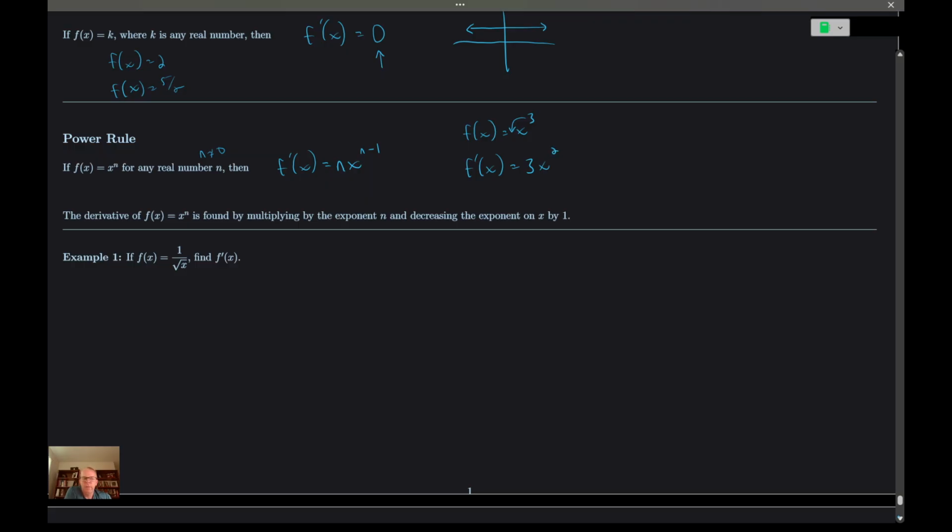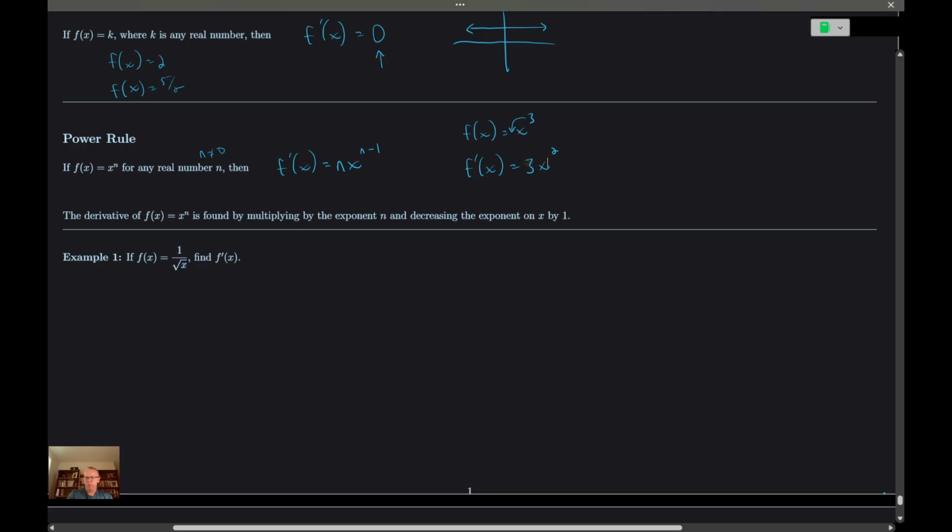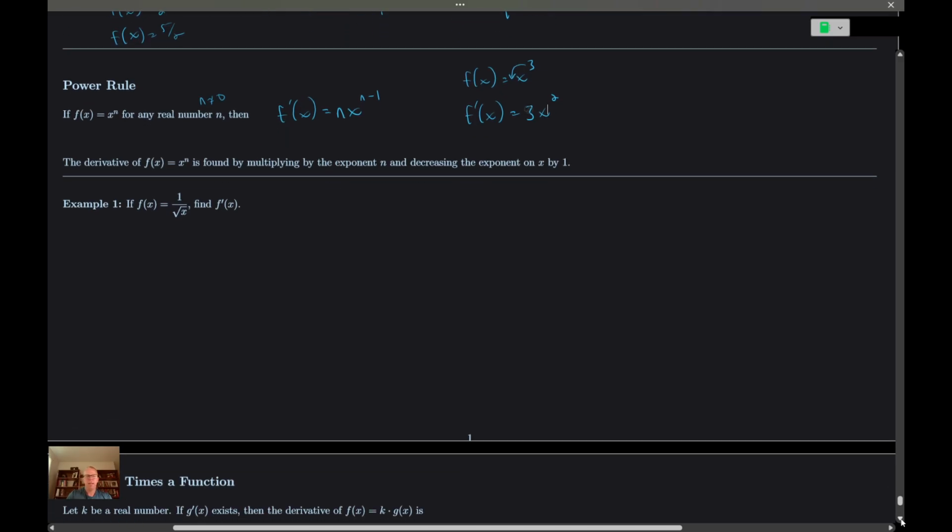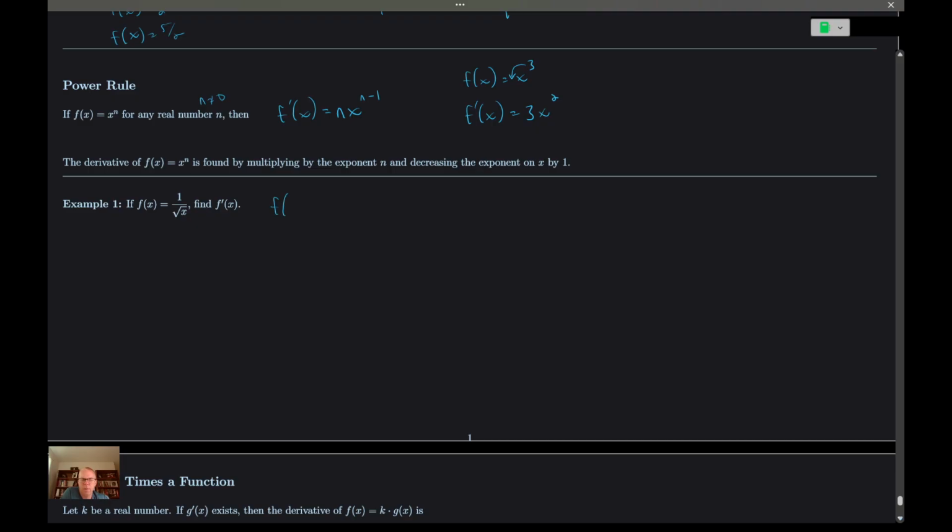So the derivative of f of x equals x to the n is found by multiplying the exponent n times x, and then decreasing the exponent on x by 1. So you subtract 1 from the exponent. So let's look at an example that might look complicated. It looks like it doesn't really apply to this, but it does. Anytime you see an x in the denominator like this, if you can write it in the numerator, that is a better way to do it.